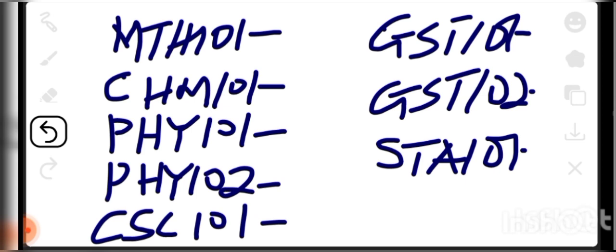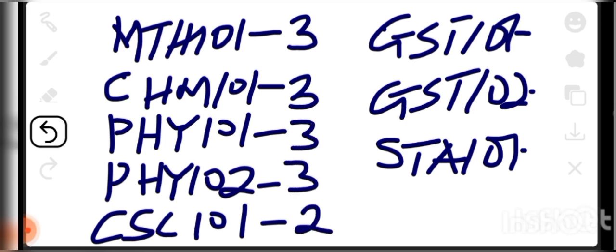this first one is 3 units. The second one is 3 units. The fourth one is 3 units. It's also 3 units. Then let's say this one is 2 units. This one is 3. This one, let's assume, is 4 units. Then let's call this one 2 units. Then let's assume this one is 3 units as well. So the first thing we do is to note all these units down.